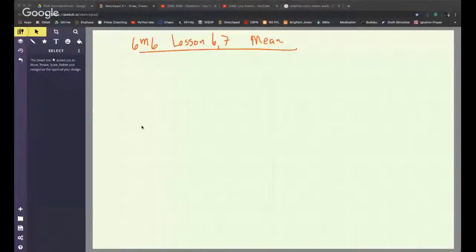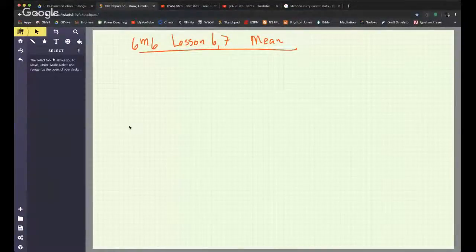Hello students, today this is lesson 6M6, lessons 6 and 7, the mean. We're going to learn about statistical means and how you calculate them, and why they're important. So let's cut over to our magic window and get going.